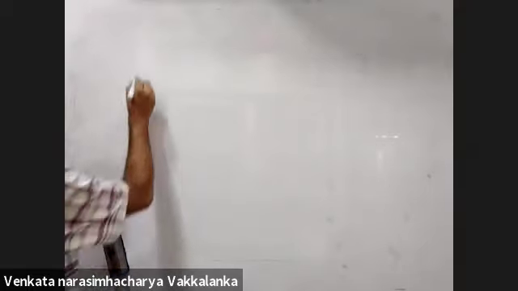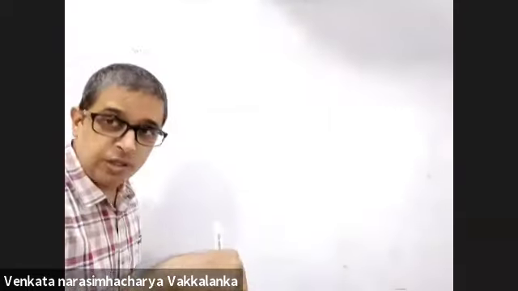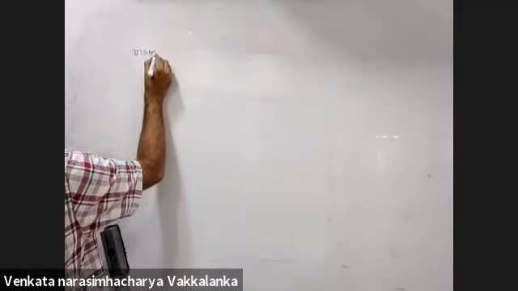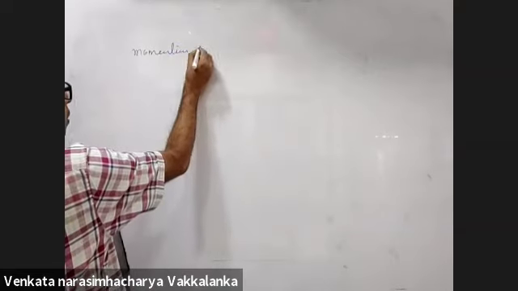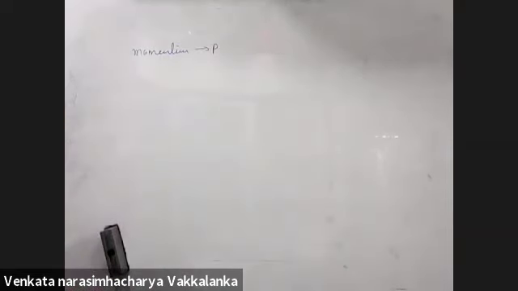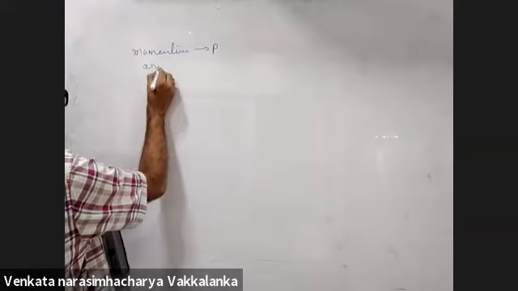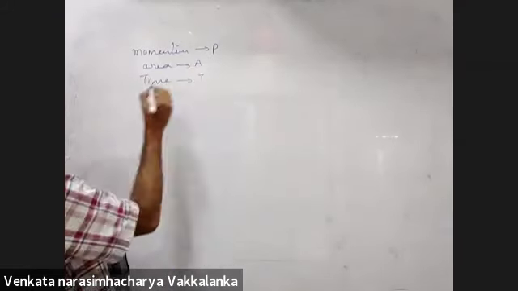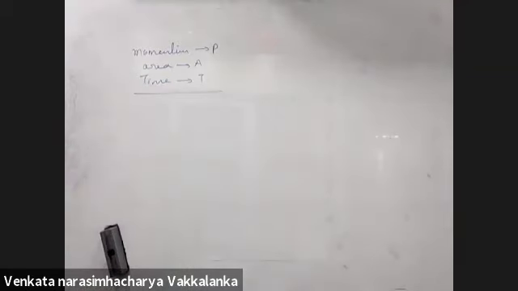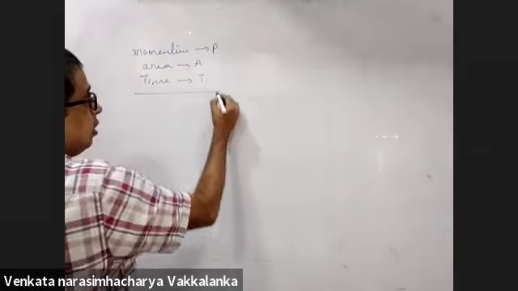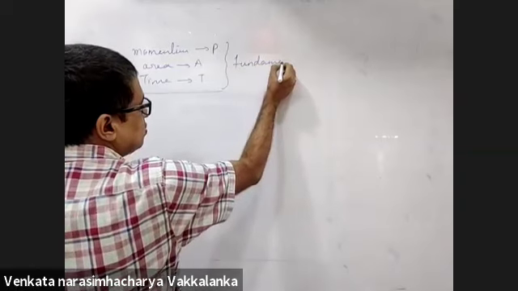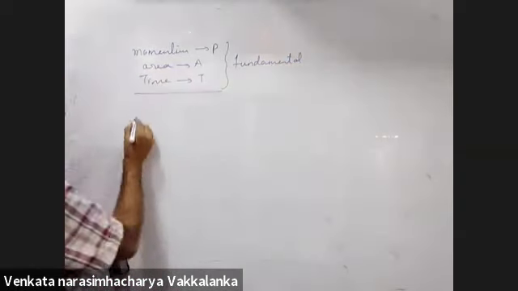Now, momentum is P, 2020 September JEE Mains. Momentum is P. They gave you area as A, time as T. Right? Then dimensional formula. These are the fundamental units. Assume these to be fundamental units.